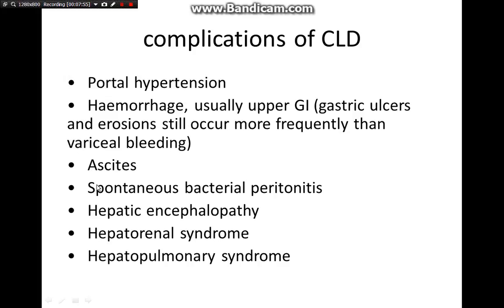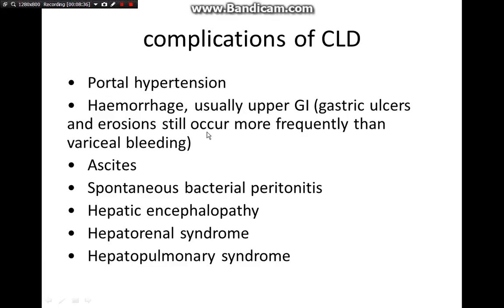Ascites is another complication, as are spontaneous bacterial peritonitis, hepatic encephalopathy, hepatorenal syndrome and hepatopulmonary syndrome. In hepatorenal syndrome, your kidney assumes that less blood is coming and starts water and sodium retention, and there is basically vasoconstriction inside the kidney. In hepatopulmonary syndrome it is the opposite: there is vasodilatation inside the lung, which leads to perfusion mismatch, and that leads to hepatopulmonary syndrome.